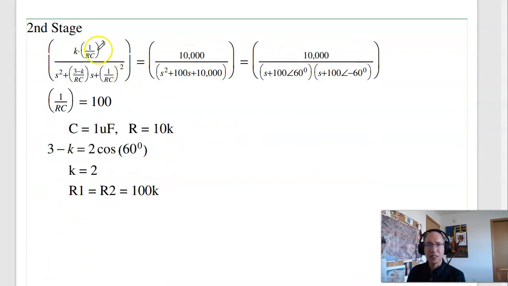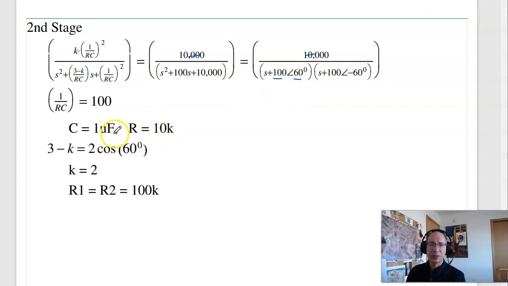The second stage, here's the generalized form. Here's the filter I want to implement. You can kind of ignore the numerator. I just want to match the denominator. The amplitude of the pole is at 100, angle's at 60. So 1 over RC is 100. Here I picked C, solve for R. The angle is 60 degrees, tells you that K is 2. Pick R1, 1 plus R1 over R2 is 2.